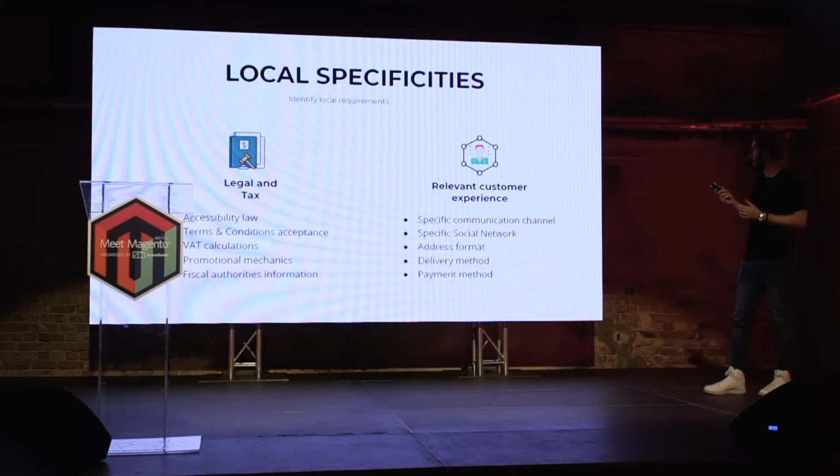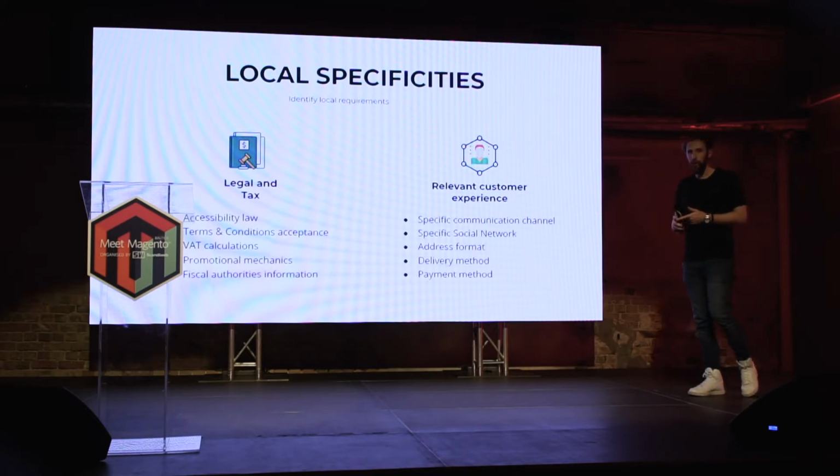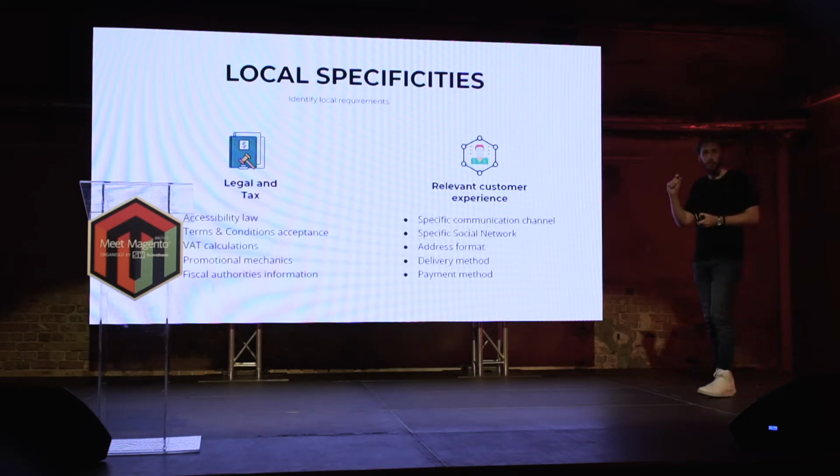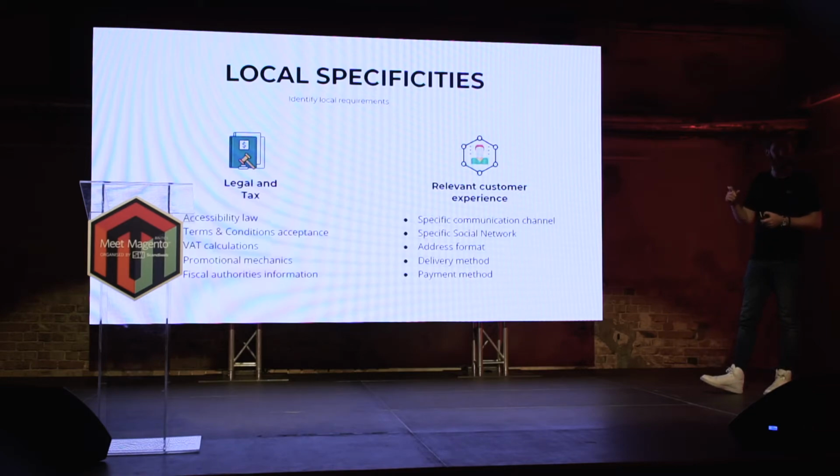So it can be a specific communication channel, like SMS in South Korea, a specific social network, like VKontakte in Russia or Kakao in South Korea. The address format also matters. In the United Kingdom, people are very used to being able to say, okay, it's the door on the left, it's up the stairs on the right, etc. So you need to make sure that people can enter their address in the format they are used to. Otherwise, you will maybe have 20% of packages back at your warehouse.